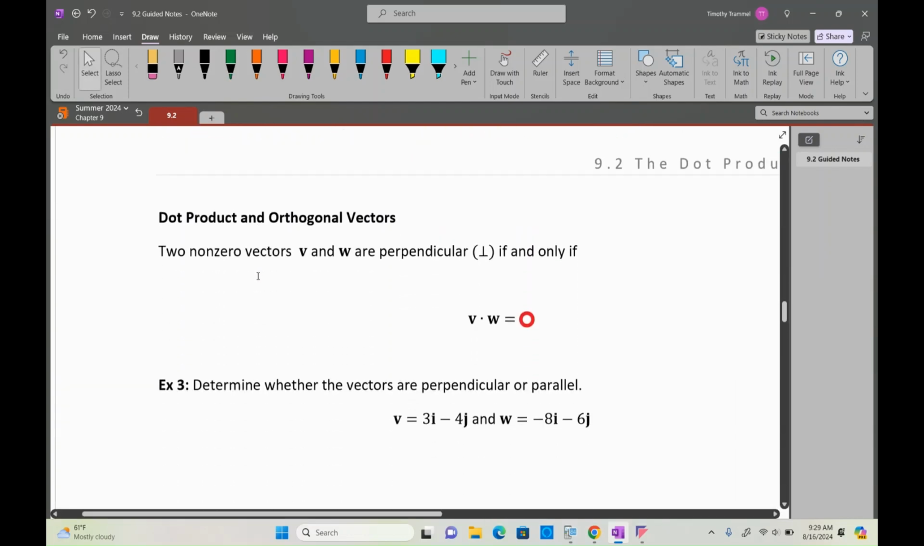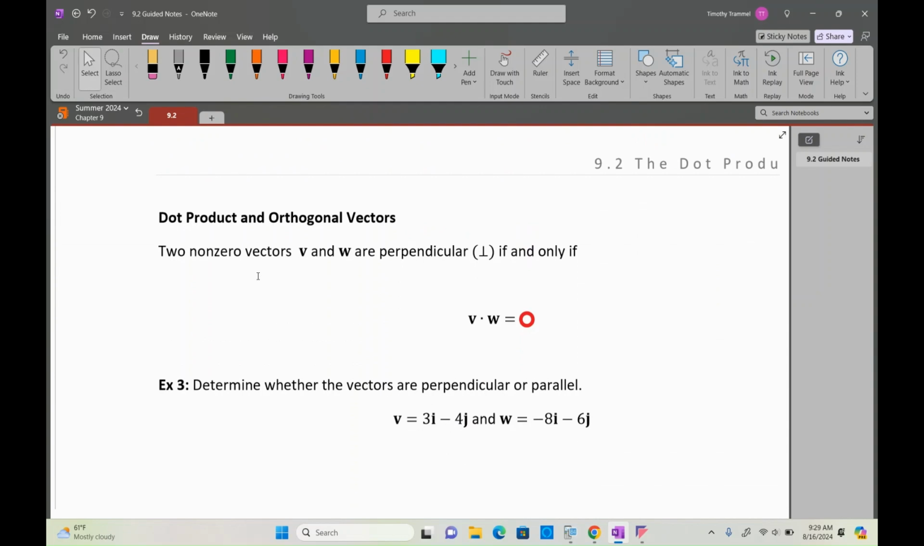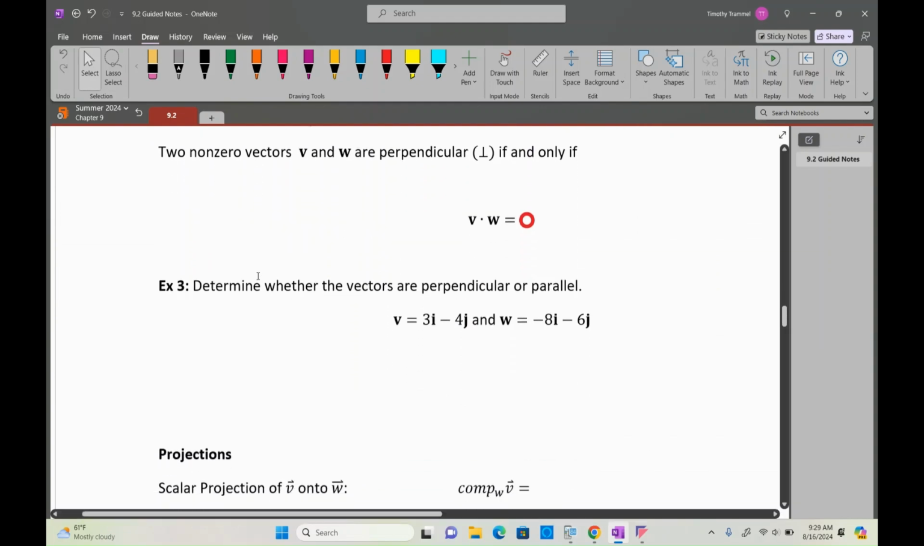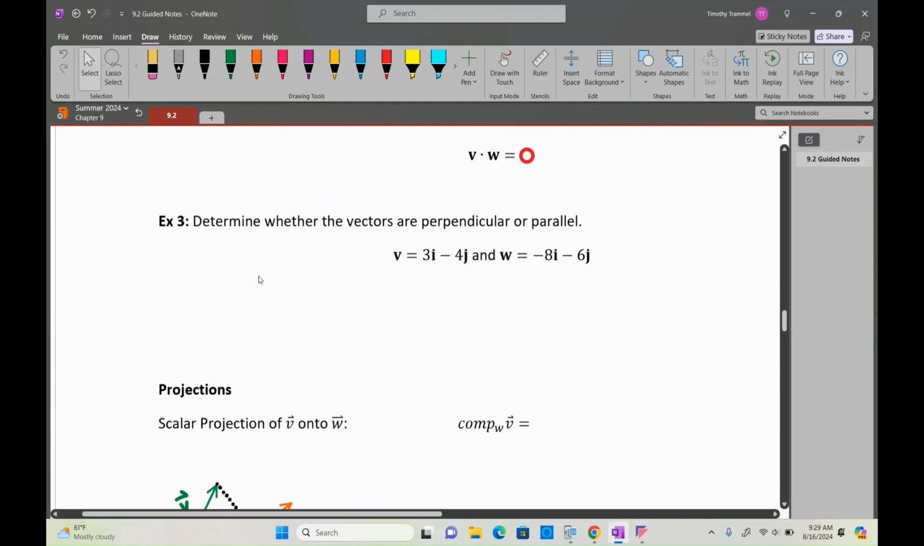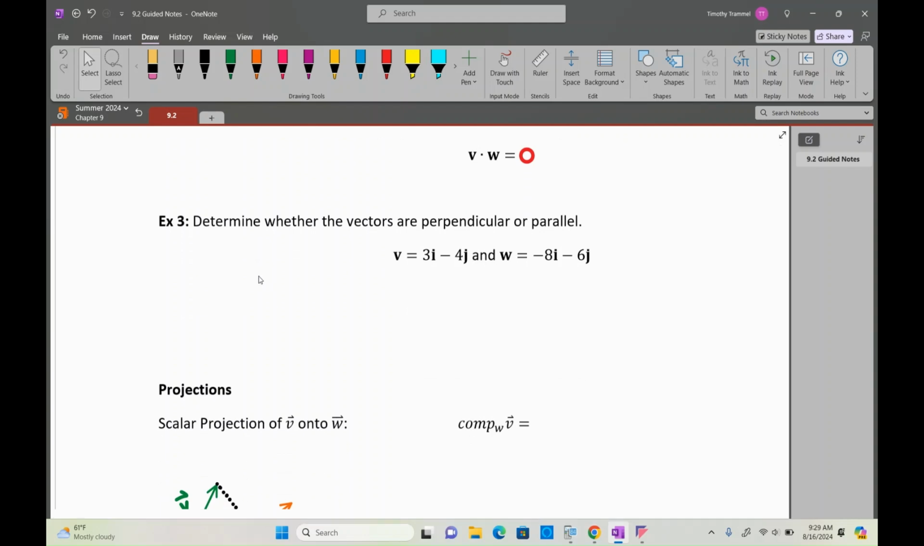All right. So two vectors v and w are perpendicular if and only if their dot product is 0. And so let's take a look at an example. If we're trying to determine if two vectors are perpendicular, all we need to do is take the dot product. If it's 0, they're perpendicular. If it's not 0, they're not perpendicular.